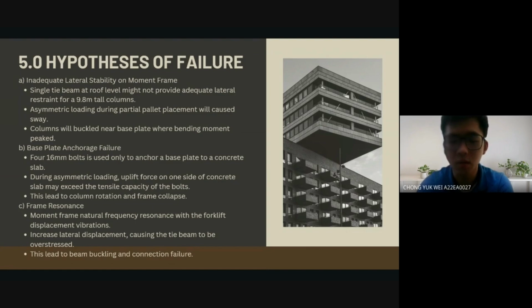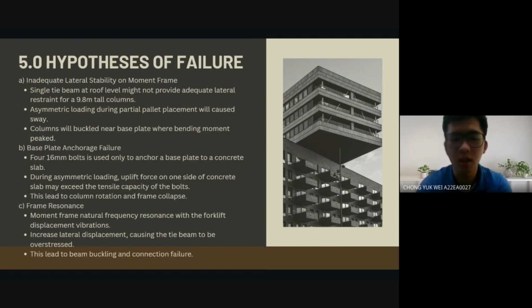The first hypothesis is inadequate lateral stability on the moment frame. As we know, the 9.8 meter tall columns are only supported by a single tie beam at the roof level. This single tie beam might not provide adequate lateral restraint for the columns. This will lead to instability of the moment frame, especially during asymmetric loading. This asymmetric loading during partial pellet placement will cause sway, and in the end this will lead to the columns buckling near the base plate where the bending moment is at its peak.